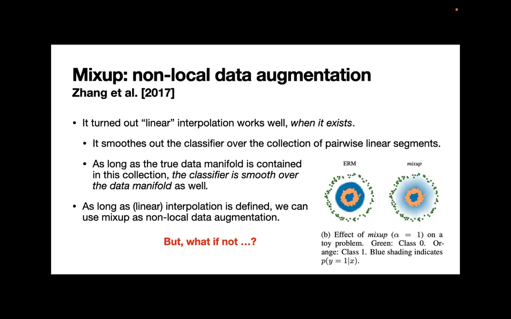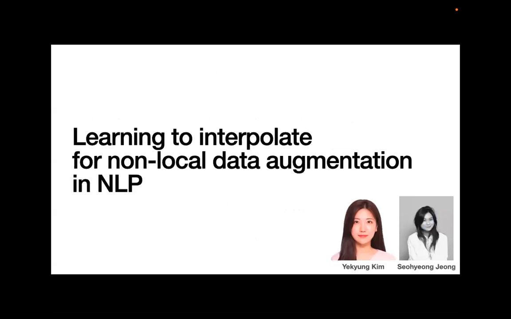Now, of course, you can see the pattern. What if the linear interpolation is not defined? Because you're trying to imagine, well, how am I going to interpolate sentence A with sentence B? It doesn't exist, right? So this is a slightly more recent work on how to learn to interpolate in order to do non-local data augmentation in natural language processing. This is joint work with Kyunghyun and Seohyung, who are research scientists at Hyundai Motors. I know Hyundai Motors does NLP. I didn't know either until last year.